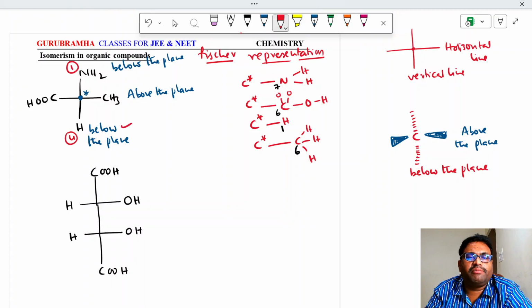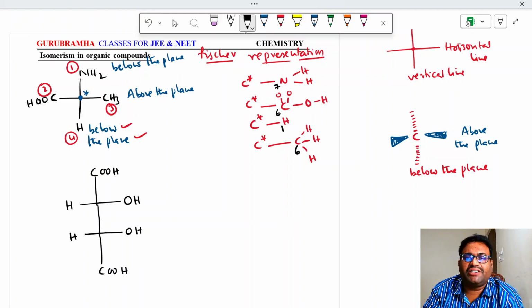And anyway, it is below the plane. So whatever you observe, you can write it. When you draw an arrow, what you observe, directly you can write. And among COOH and CH3, before also we have discussed that COOH will have high priority. So you will have second priority, third priority.